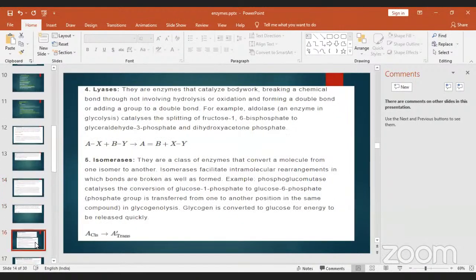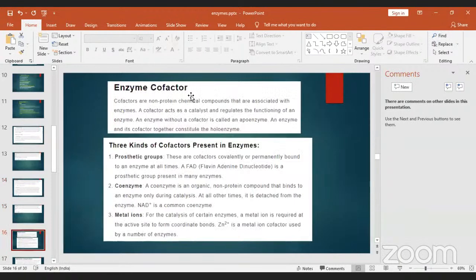Now, what are enzyme cofactors? Cofactors are non-protein chemical compounds. So these are associated with enzymes.